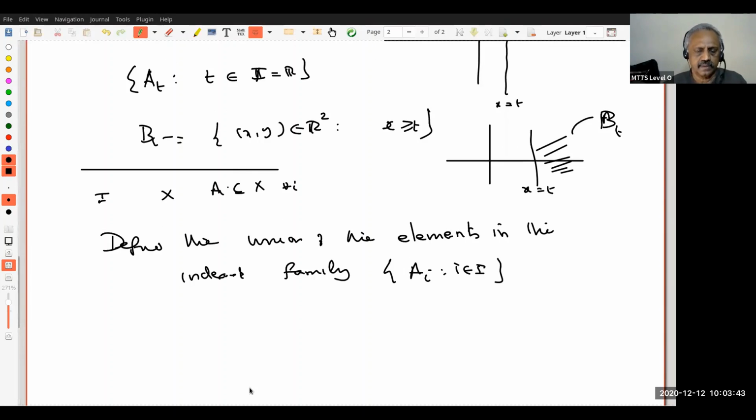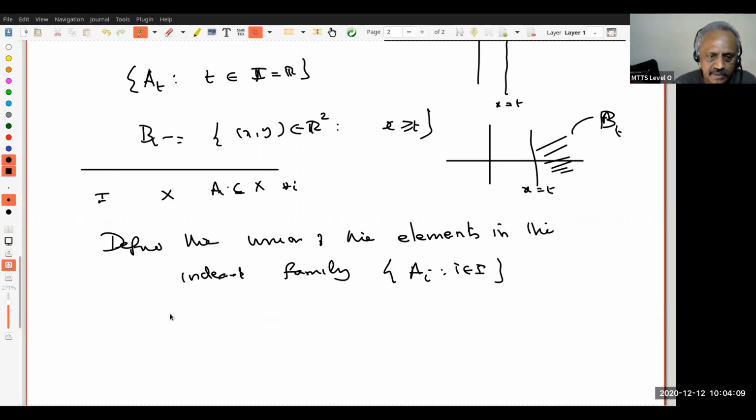How do you define the union of A and B? It is all elements x which are either in A or in B. So how do I define A1 union A2 union up to An? It is the set of all elements x such that x must be in one of the A_i, A1 or A2 or An. So you can see there is a quantifier.